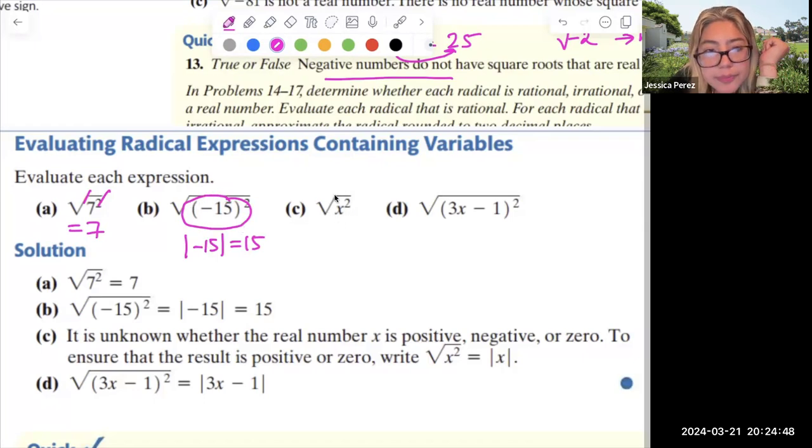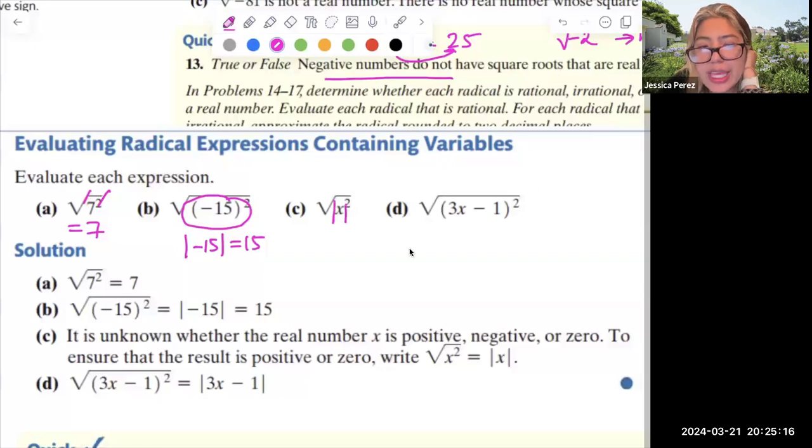Same thing here. This X, we don't know if the X is positive or negative. So we have to say that's going to be the absolute value of X. The 2 and the square root will cancel, and your answer will be the absolute value of X, because you cannot be negative inside a root. That's why with this one, we had to take the absolute value. So the absolute value of -15 is 15.